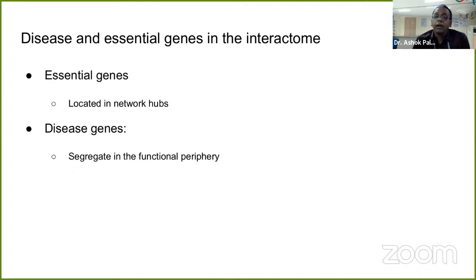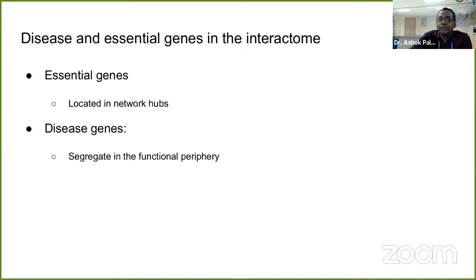All right, now, compared with the essential genes, there's a distinction to be made. So essential genes are those that are in utero essential, which otherwise would result in embryonic lethality. Okay, but compared with these essential genes, disease genes are slightly less terrifying. That is, they segregate in the functional periphery of the network. These are not in the hubs, because if it's a hub gene, it becomes an essential gene and that becomes a really serious disease condition, which needs to be immediately treated.